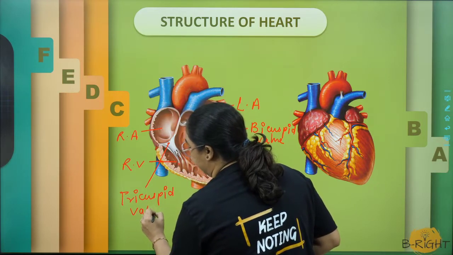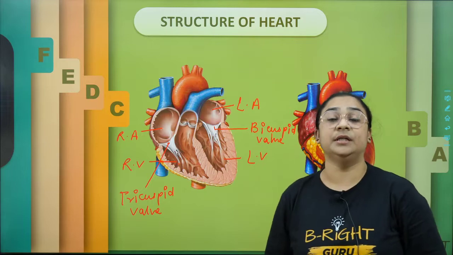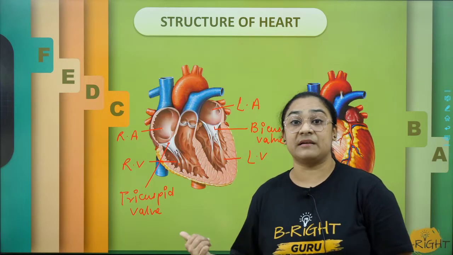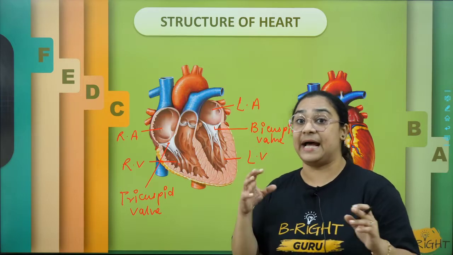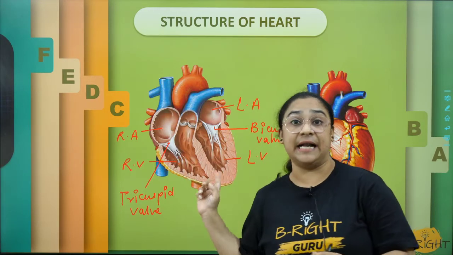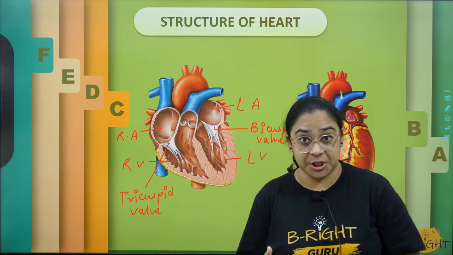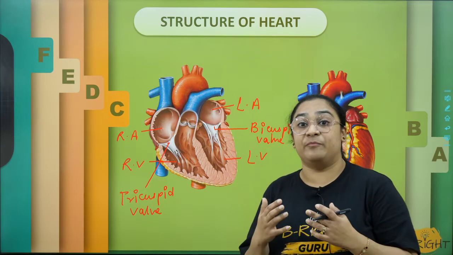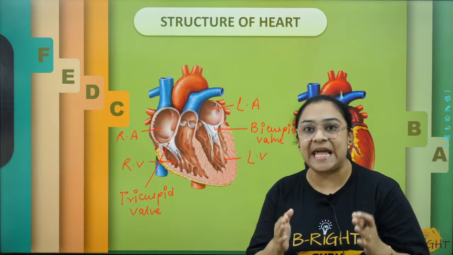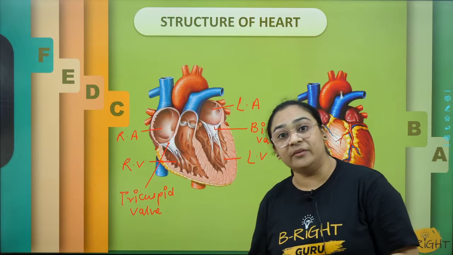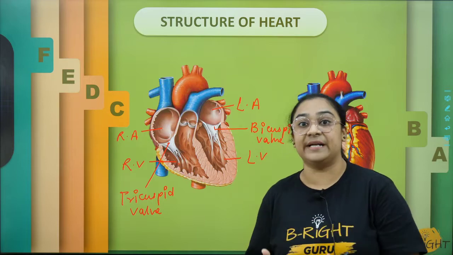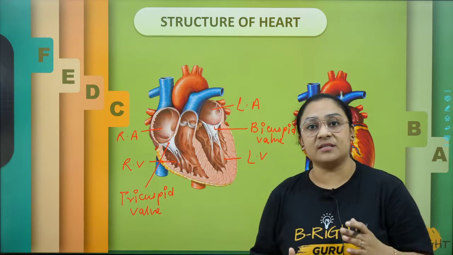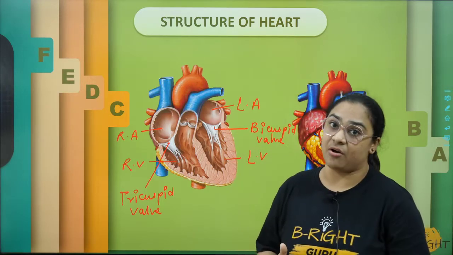Tricuspid valve. Again, quickly, location and function. 3 flaps. These valves are made up of 3 flaps or cusps which are located at the aperture of right auricle and right ventricle. Function: tricuspid valve prevents the backflow of deoxygenated blood from the ventricles to the auricles.